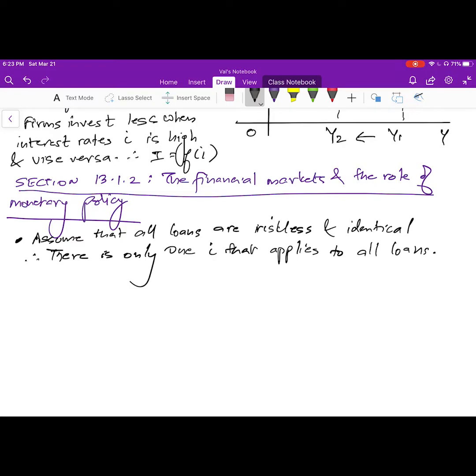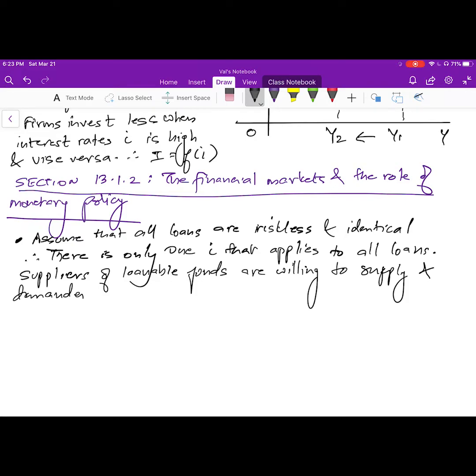And of course, suppliers of loanable funds are willing to supply, and demanders of loanable funds are willing to demand or borrow, at this rate.